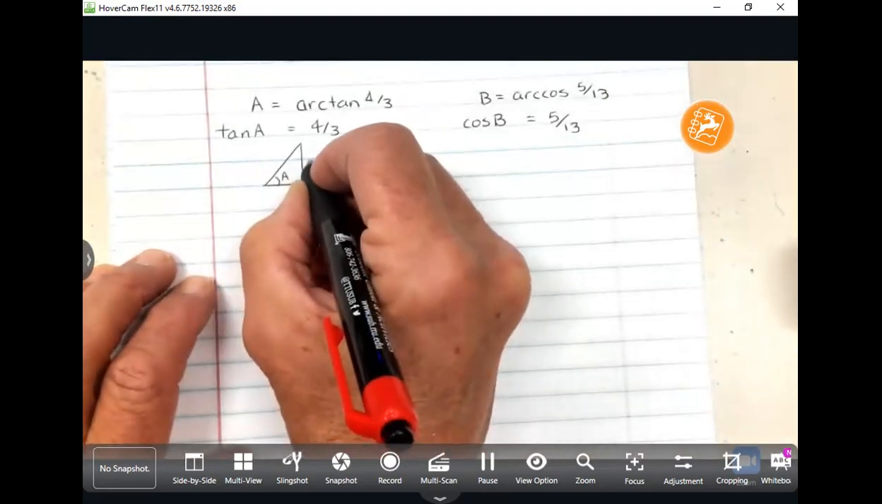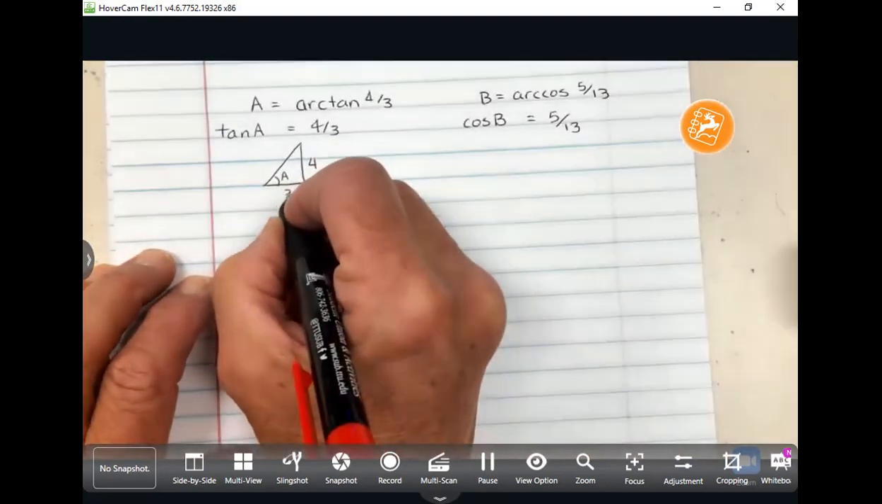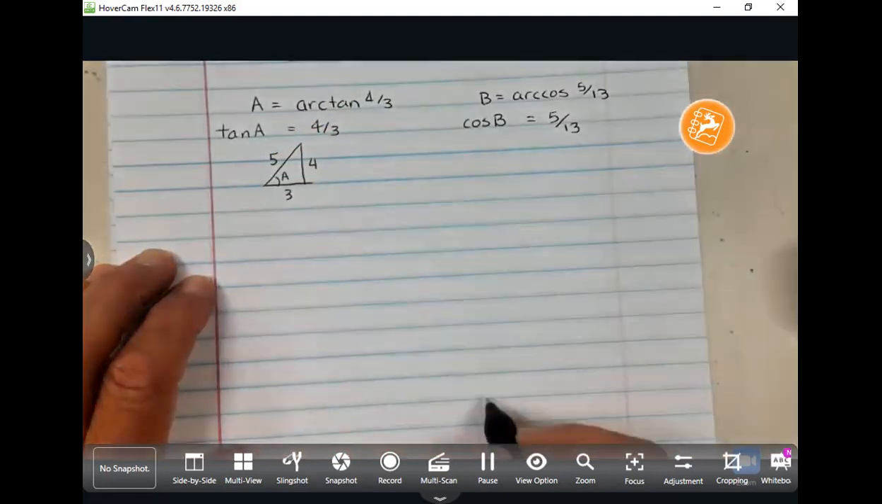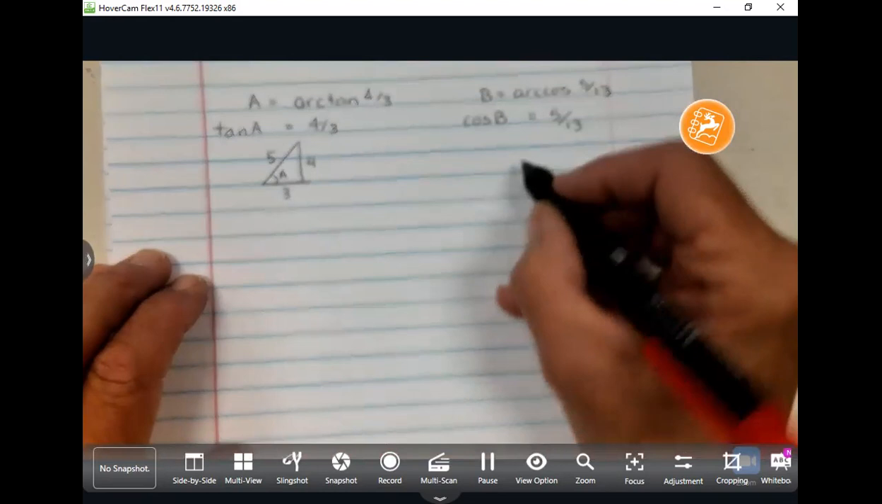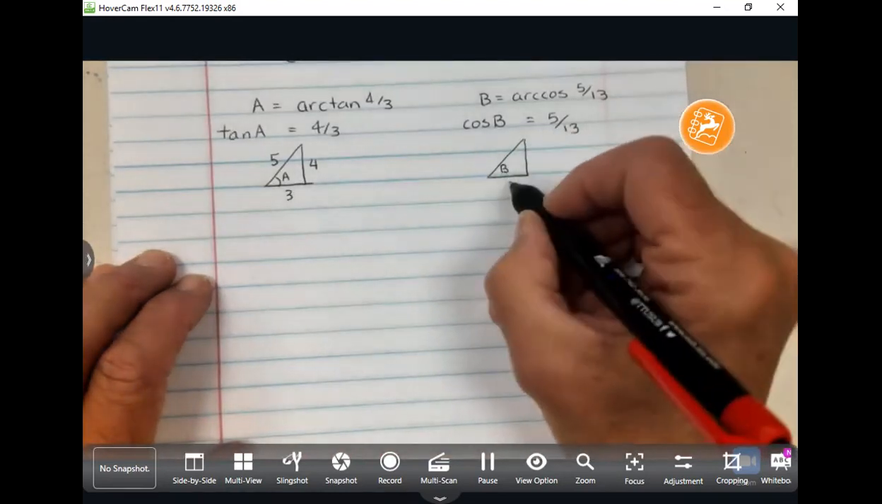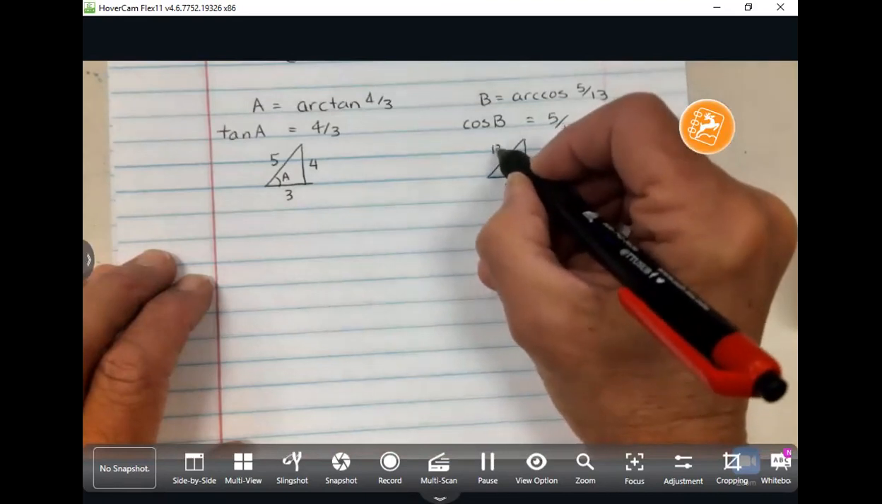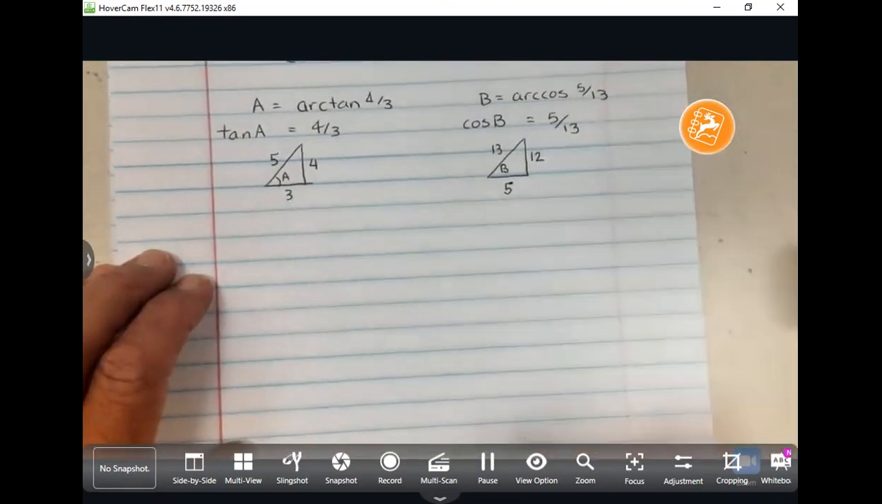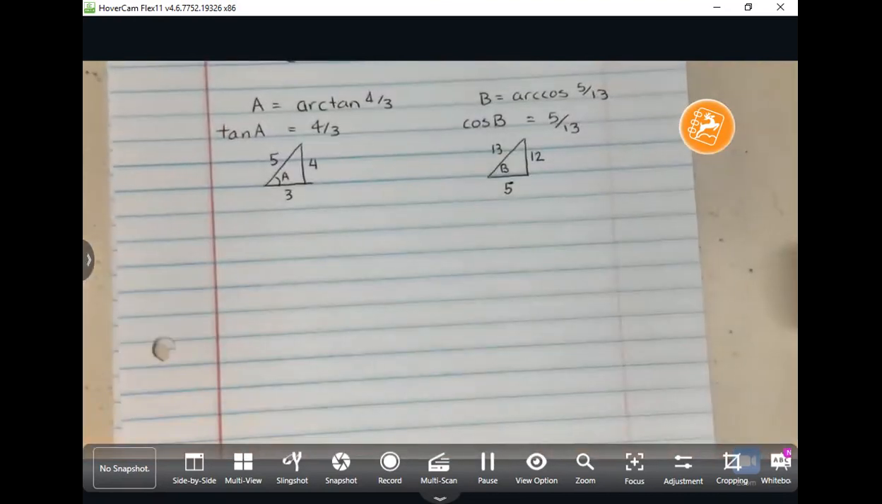Tangent describes the opposite over the adjacent. That's a 3, 4, 5 triangle, so the hypotenuse is 5. For angle B, I have the adjacent over the hypotenuse. So do you recognize those two numbers? You know what the next one is? It's the 5, 12, 13 triangle.